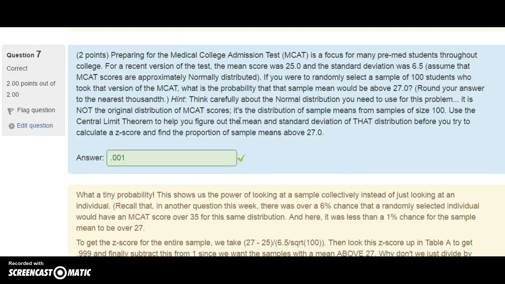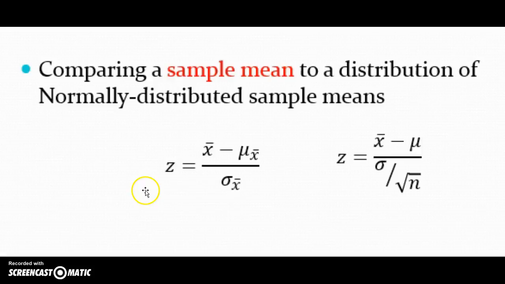What question 7 does then is take a look at what if you take 100 students. We still have the same mean and standard deviation of the original distribution, but now we're looking not at an individual student, we're looking at a sample of 100 students. And we want to know what's the chance that when we take the mean of our sample, it would be above 27.0. So we need to use a similar formula.